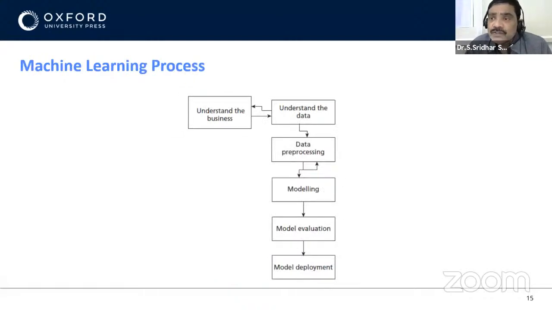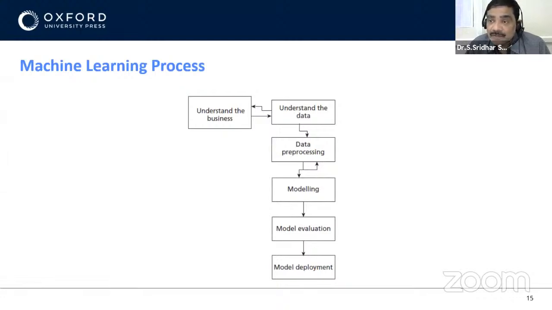So this is a process called the CRISP process, where you try to understand your business, find where machine learning is required, and then extract the data. The data may be structured, available in the form of Excel sheets or relational databases, or it can be semi-structured or unstructured data. Then you pre-process it and generate models using machine learning algorithms. Once you generate the model, you evaluate it based on your performance metrics and see whether it is good enough for deployment. Once you deploy, the process goes on.